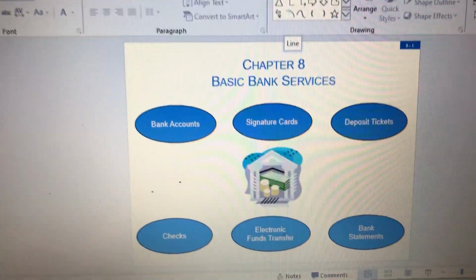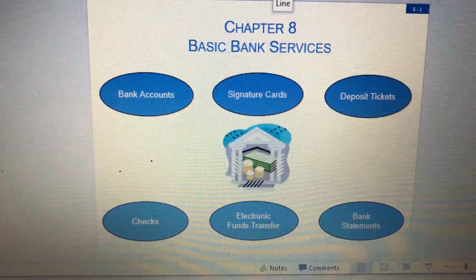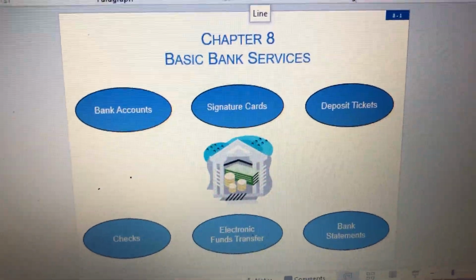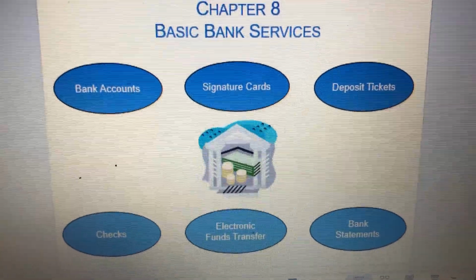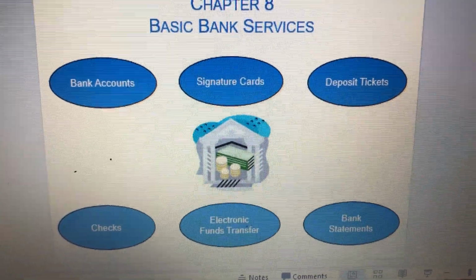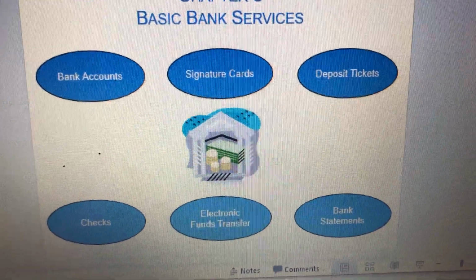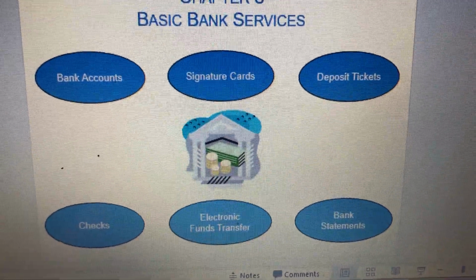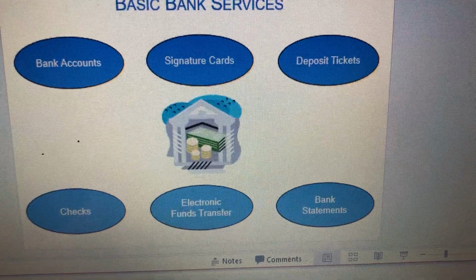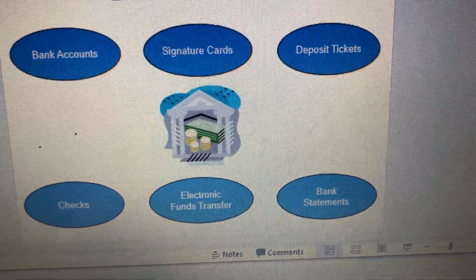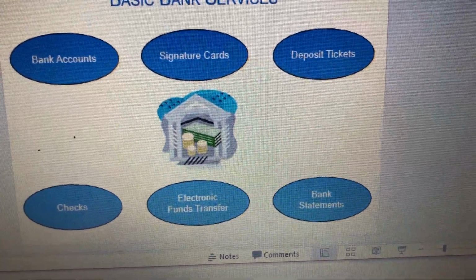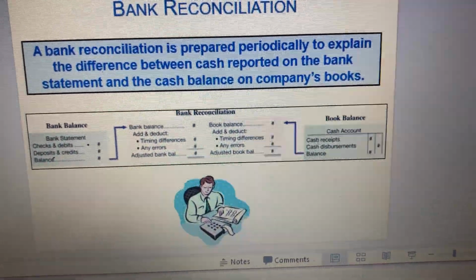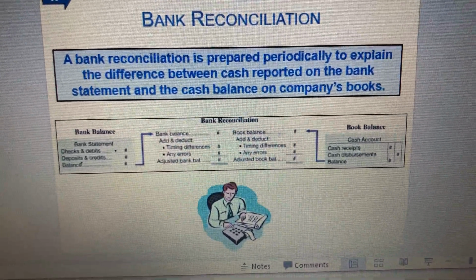Now, I'm assuming most of you have checking accounts, and so these are some terms that you need to know. Bank accounts, signature cards, don't know if you had to fill out one, but in the past you did to have a checking account. Deposit tickets, checks, hopefully you got some checks, or at least a starter set. Electronic funds transfer means using your ATM or transferring funds between accounts, and then bank statements. And so what I want to take you to is how to reconcile your bank statement.